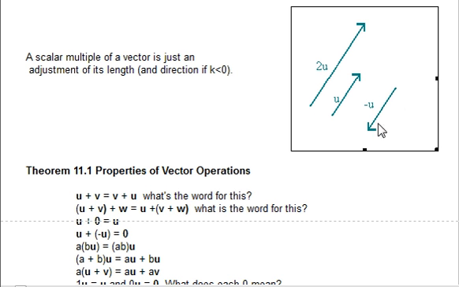But still pointing in the same direction. What I drew here was negative u, and if you can tell, it's the same vector as vector u, only pointing in the opposite direction. Negative 2u would just have the arrowhead down here.